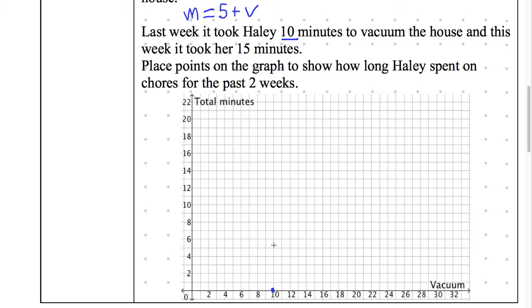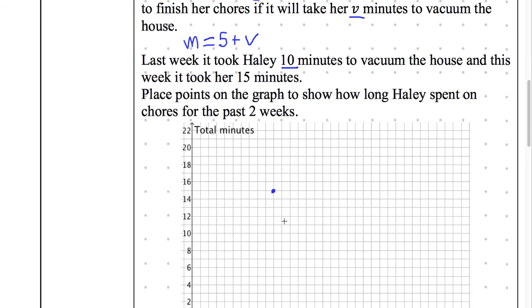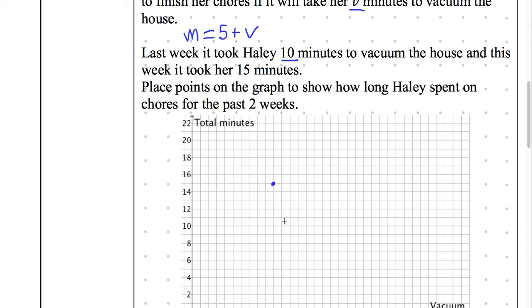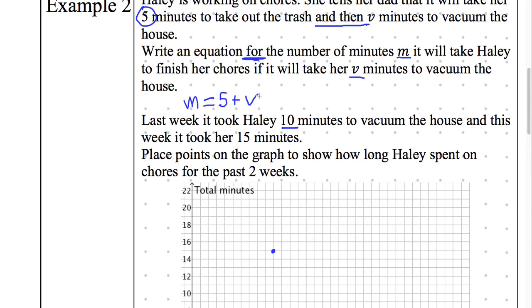15. How'd you get 15? Yeah, how'd you get 15, Julian? You added what? You added 10 to 5. Why did you do that? What about this answer up here made you add 10 to 5? Because it took her 10 minutes and there's a 5 right there, so I just did it. Yeah, so 10 minutes was plugged into V and then you added it to 5.